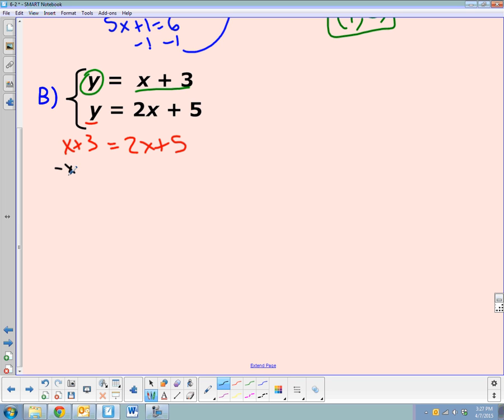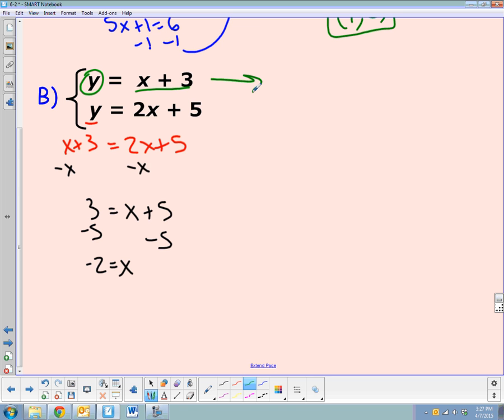I'm going to get all my variables onto one side. 2x's minus an x gives me 1x. I subtract 5 from both sides to get my variable all by itself. X equals negative 2. So I'm halfway there. I know what x is. Now I've got to figure out what y equals.